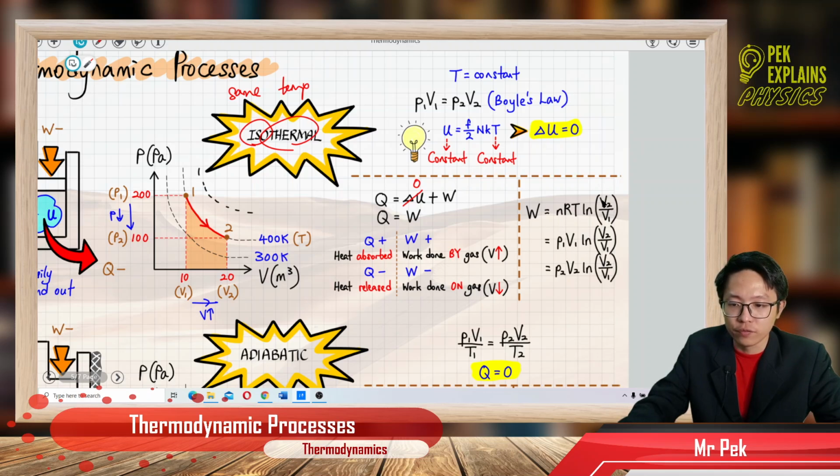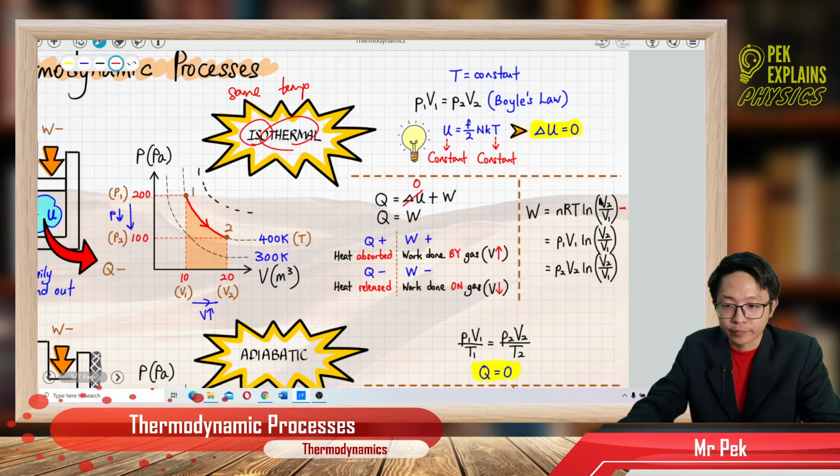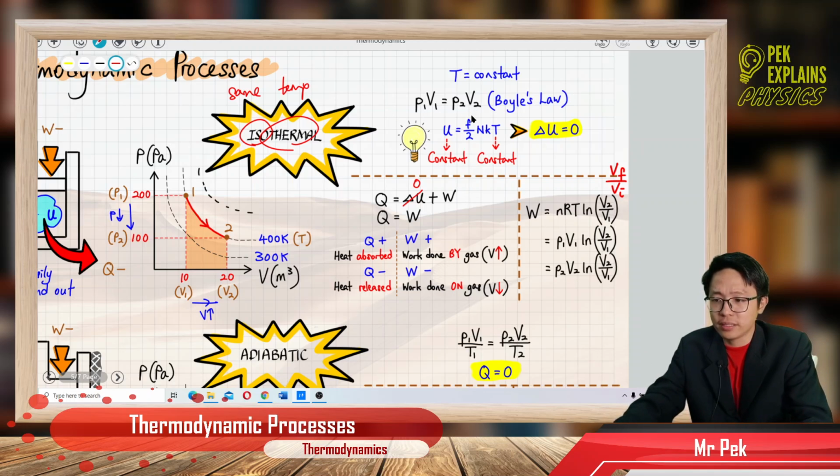V2 is the final volume. V2 over V1 is also V final over V initial. So nRT ln V2 over V1, just use this equation. nRT is also P1V1 or P2V2. Just now, PV equals nRT. You know this formula, PV equals nRT.